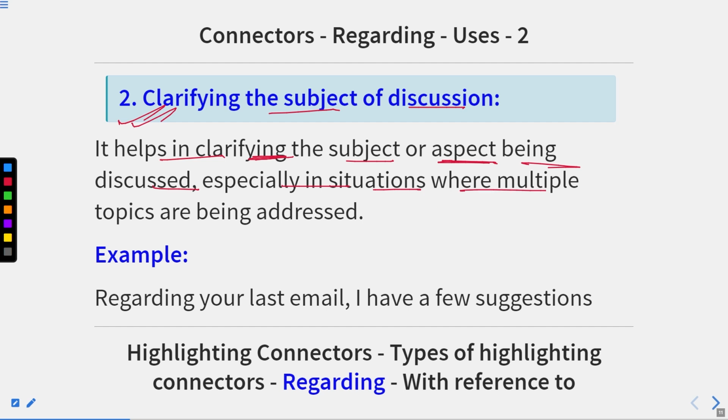Especially in situations where multiple topics are being addressed. Now, if there are multiple topics to be addressed and you are just saying a particular word, it means whatever has been said is just for that particular thing. You need not write the entire thing again. You can only use the word function. If you have said the word function, you are talking about only that particular function.